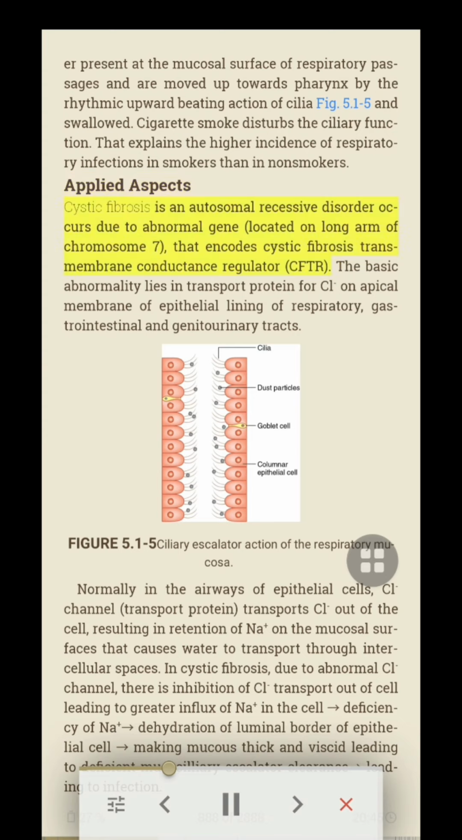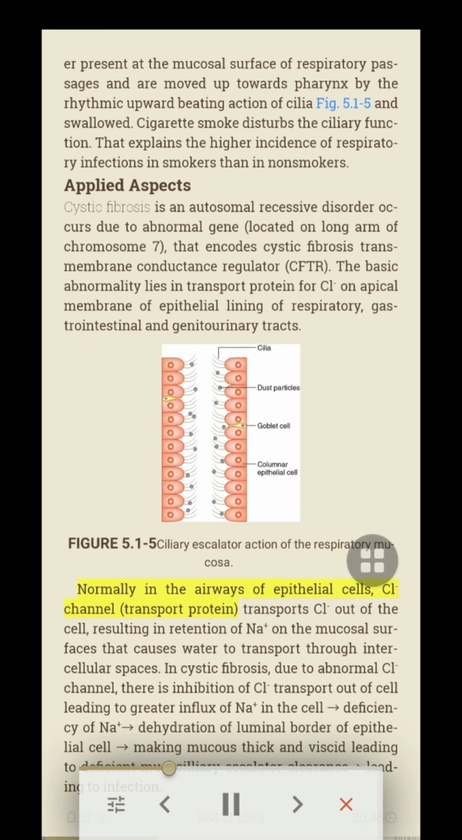Applied aspects. Cystic fibrosis is an autosomal recessive disorder that occurs due to an abnormal gene, located on the long arm of chromosome 7, that encodes cystic fibrosis transmembrane conductance regulator, CFTR. The basic abnormality lies in the transport protein for Cl- on the apical membrane of the epithelial lining of respiratory, gastrointestinal and genitourinary tracts. Figure 5.1-5: Ciliary escalator action of the respiratory mucosa.